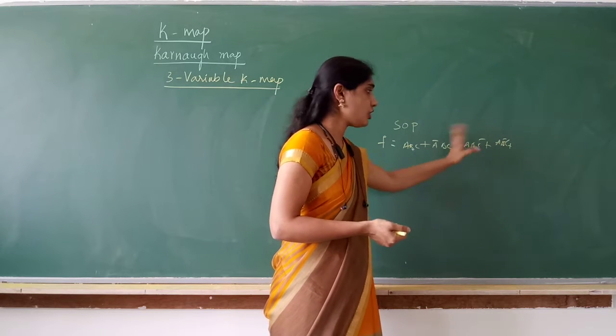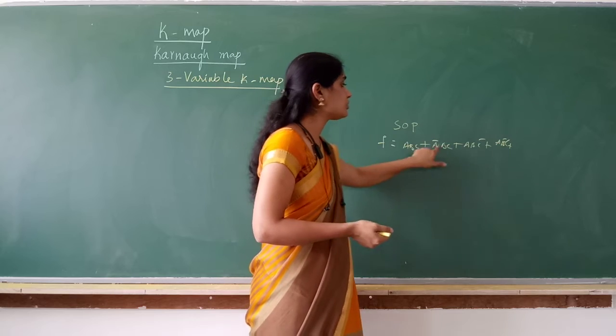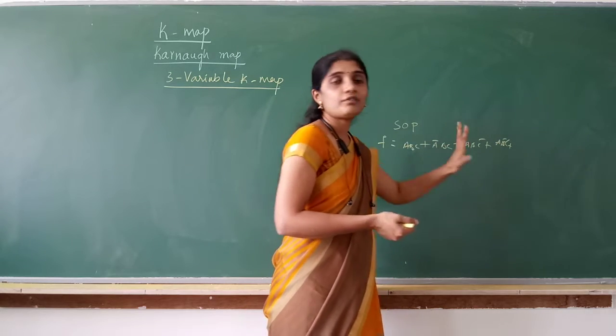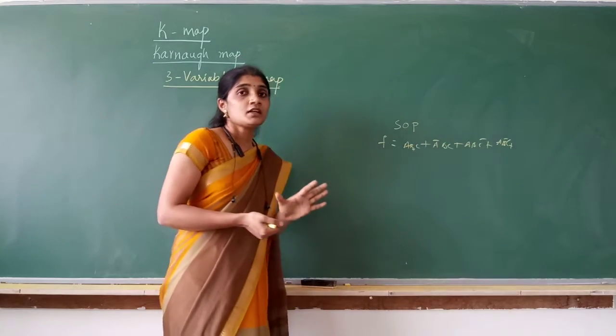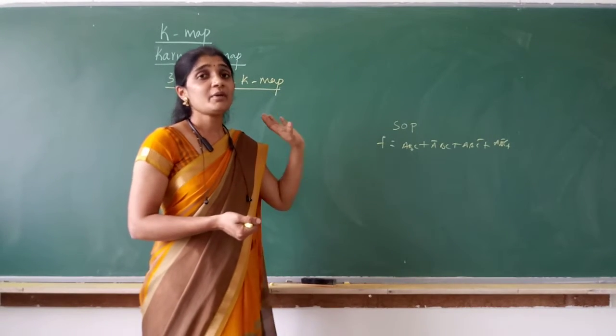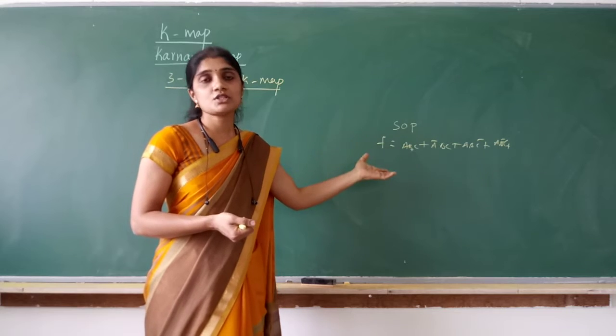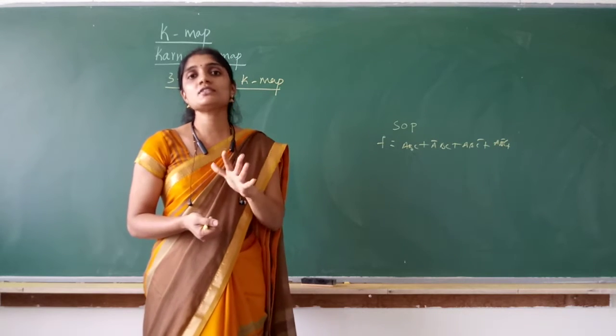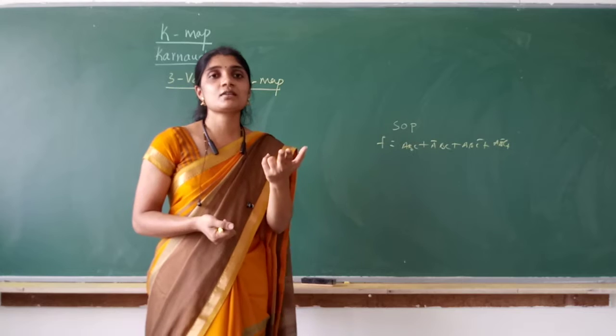For these 2, for all, maybe one more OR gate. So 1, 2, 3, 4, 5. 5 gates are required here. If I simplify the equation using one of the methods we know, maybe I can implement the same equation using only 2 gates. I don't know. After simplification, I may require only 2 gates.